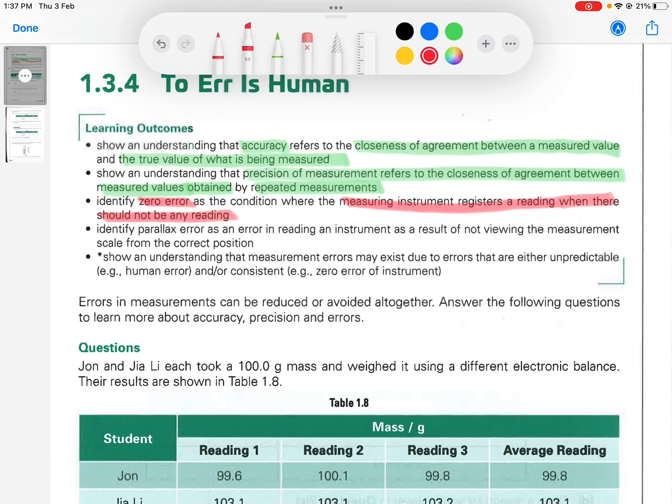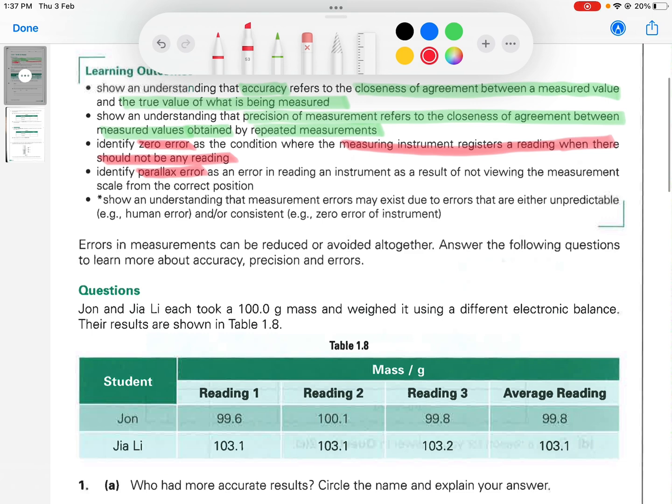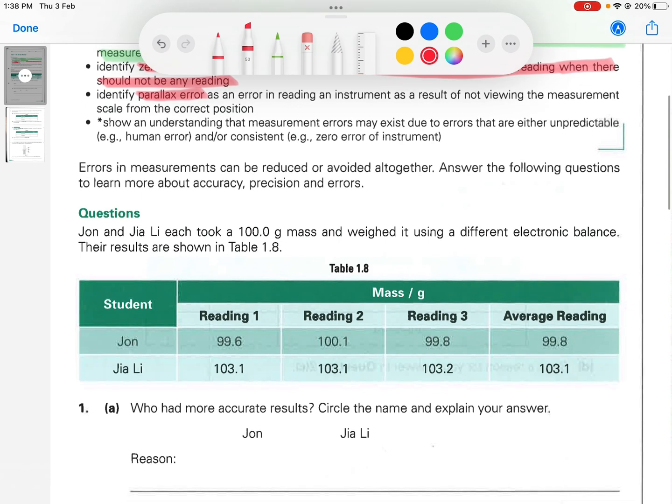Identify parallax error as an error in reading an instrument as a result of not viewing the measurement scale from the correct position, because the eye is not in the right position. Errors in measurements can be reduced or avoided altogether. So we are going to answer the questions to learn more about accuracy, precision, and errors.